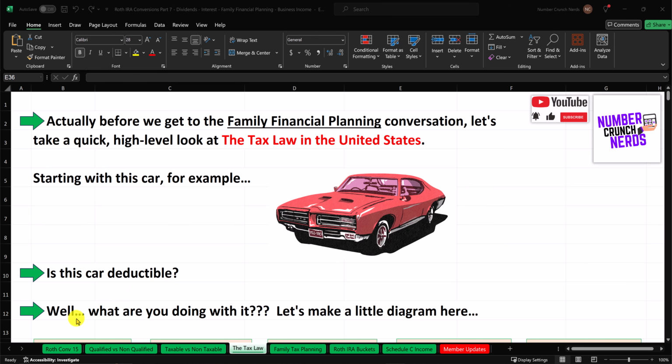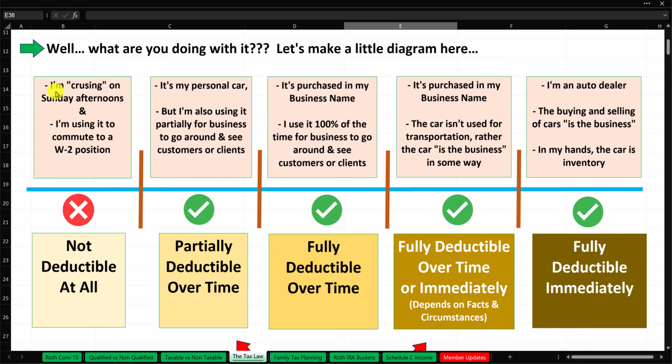Well, what are you doing with it? Let's make a little diagram here. So I'm cruising on Sunday afternoons and I'm using the car to commute to a W-2 position. In that case, no, the car is not deductible at all. You cannot deduct the cost of the car itself and you cannot deduct any costs associated with operating the car.